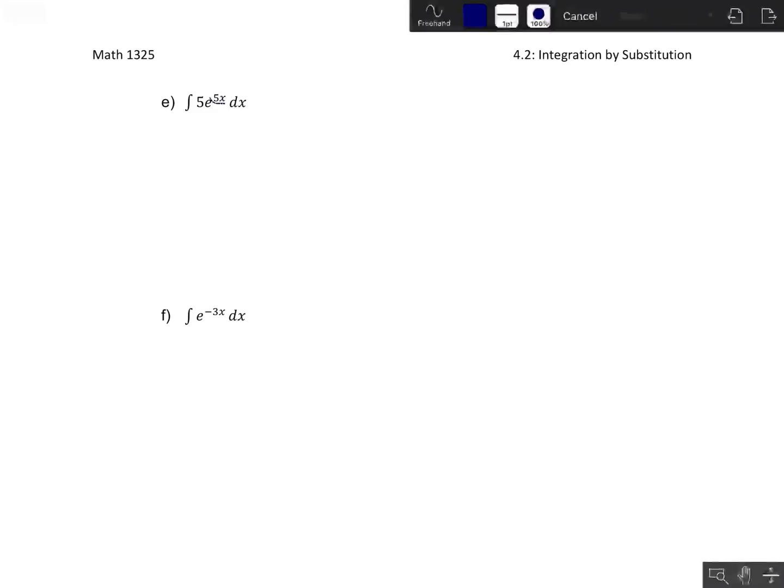So here I look for an inside function. The inside function here is going to be 5x, and its derivative, or something like it, is sitting around on the outside. So now what I want to do is introduce something that you can do even when the exact derivative of u is not sitting around on the outside. As long as you have something close to the derivative of u on the outside, this method can still work. So let's let u equal 5x. Then du is equal to 5 dx.